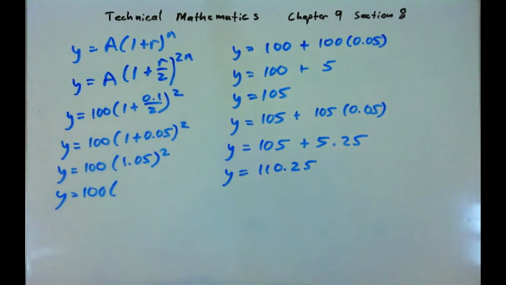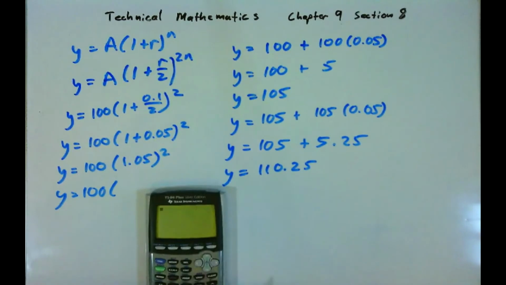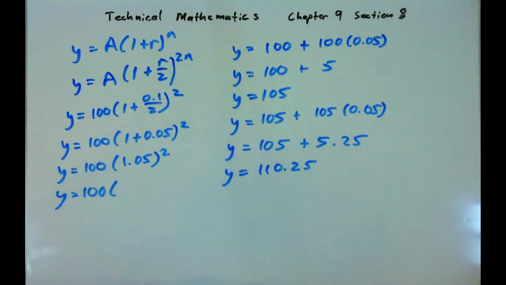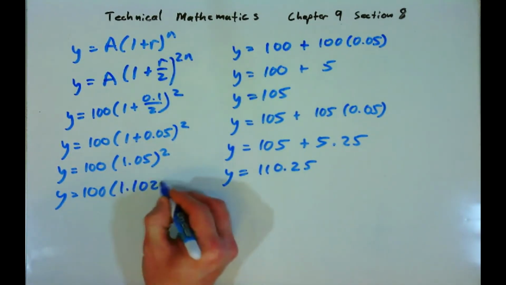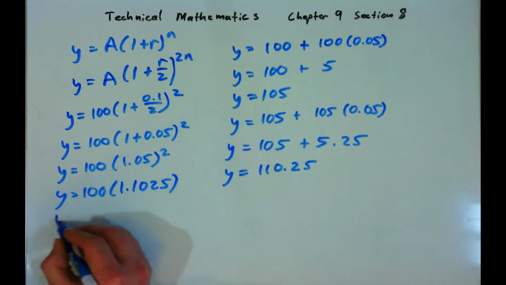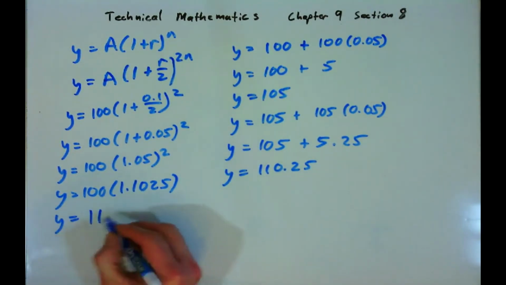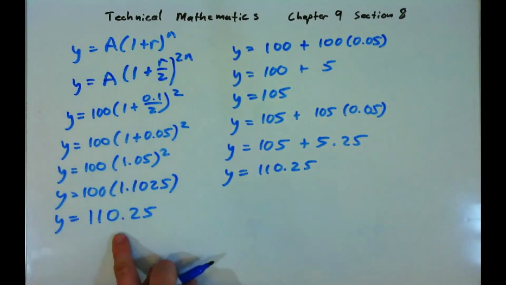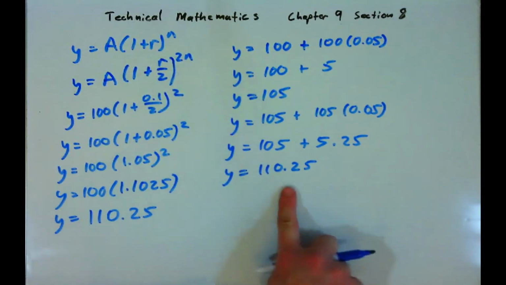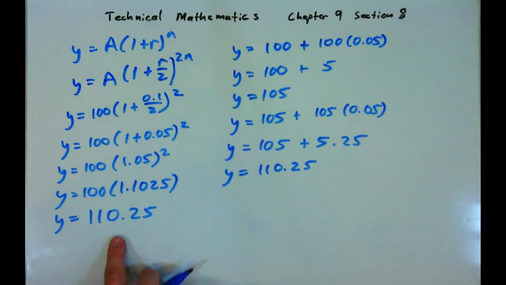And so y equals 100 times 1.05 squared, which is 1.1025. And 100 times 1.1025, moving the decimal point 2 places to the right, will be $110.25. So this formula gave us the same value as working it out individually once every 6 months. So this formula took care of the interest rate being cut in half and getting our money twice a year instead of just once a year.